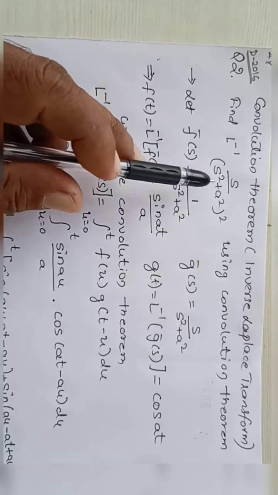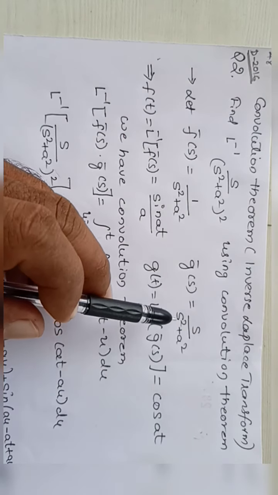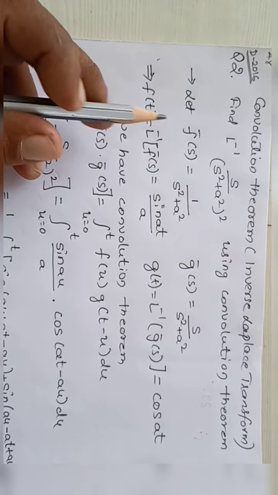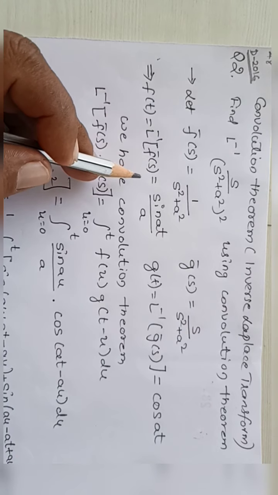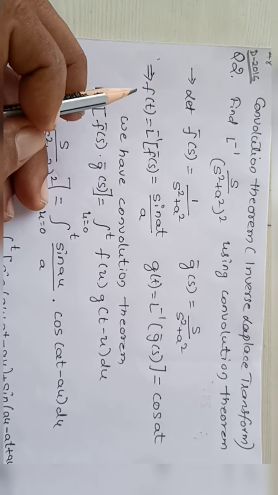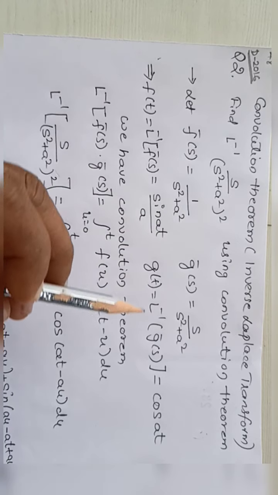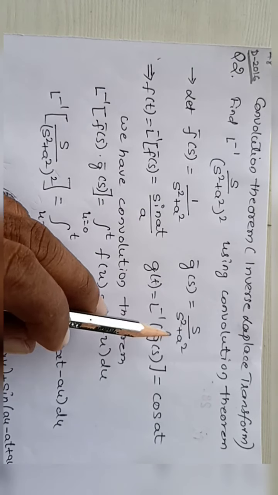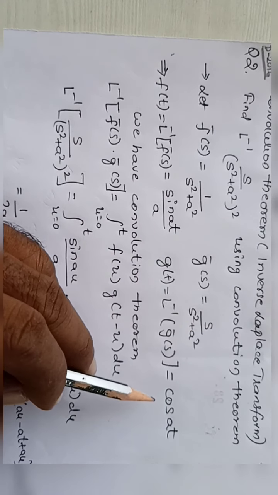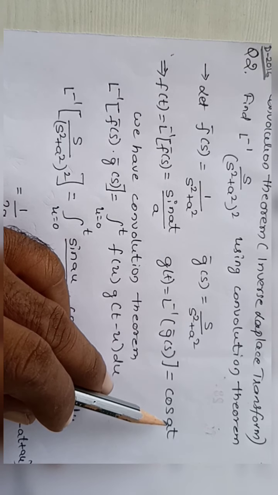First we have to take f bar s is equal to 1 upon s square plus a square, one term. Next g bar s is equal to s upon s square plus a square. So this implies f of t is equal to Laplace inverse of f bar s, which is sin AT by A. Laplace inverse of f bar s means f of t. Next, g of t, Laplace inverse of g bar s, where s is there, is cos AT.